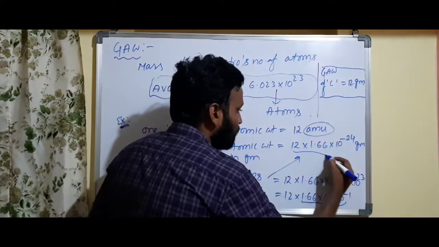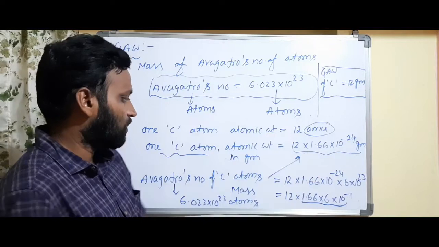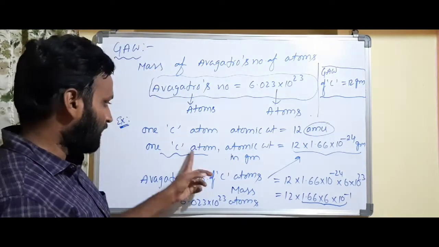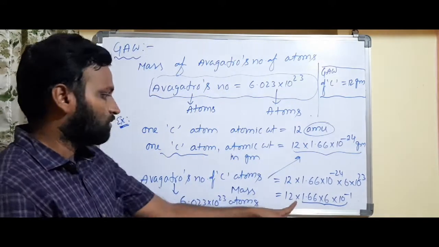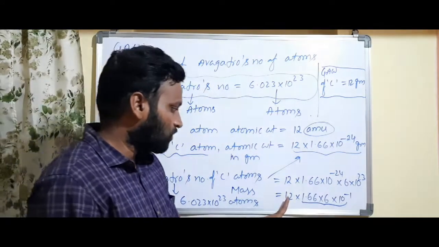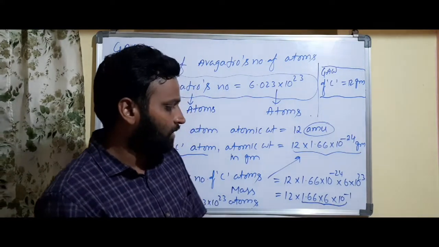This entire thing is for one carbon atom. For Avogadro number of atoms, you have to cross multiply and divide by 1. So cross multiply means these two multiply and divide by 1, so no need to do that. So 12 into 1.66 into 6 into 10 power minus 1, you got.